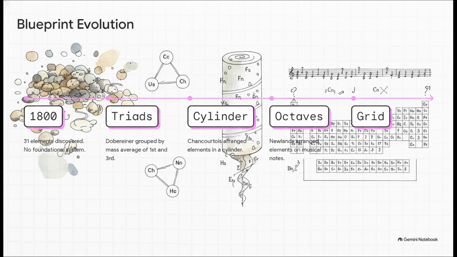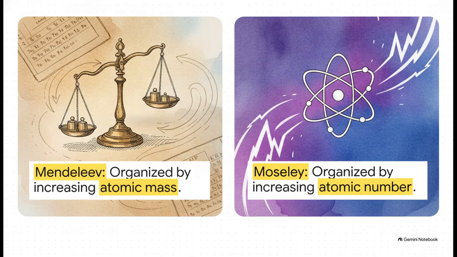Mendeleev brilliantly organized the 63 elements known at the time into 7 periods and 18 groups based on atomic mass. He even left intentional blank gaps for elements he just knew had to exist, like gallium and germanium. How cool is that? But here's the real plot twist. The ultimate paradigm shift, the one that actually gave us the modern table, came from Henry Moseley.